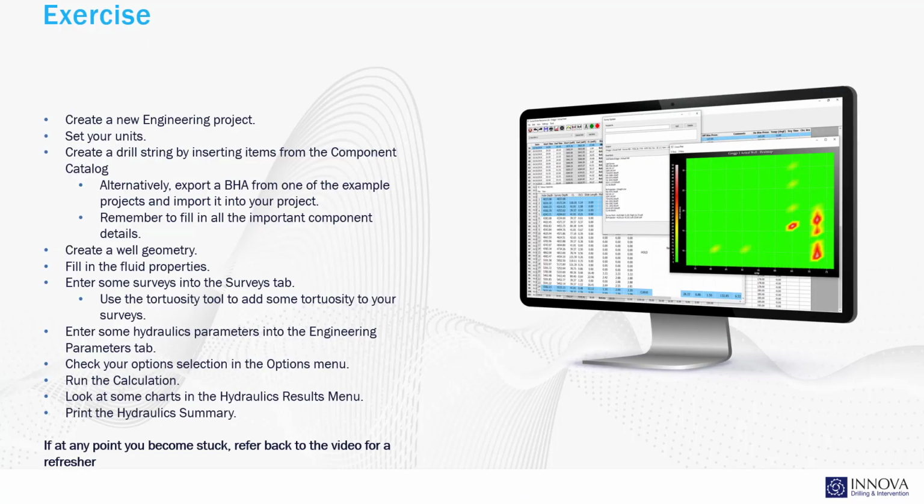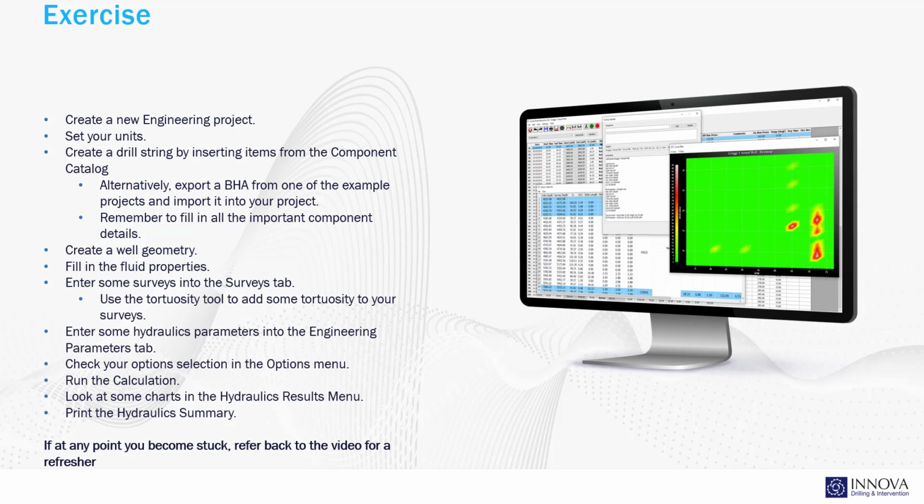That concludes the question and answer section, so we'll now move on to the exercise section. So in this exercise, you're going to set up and run a hydraulics calculation from scratch. You can either copy one of the existing example projects, or you can make up your own inputs. The point here isn't necessarily to get realistic results, it's just to get you used to the process. So start off by creating a new engineering project and set your units, and then start building your drill string.